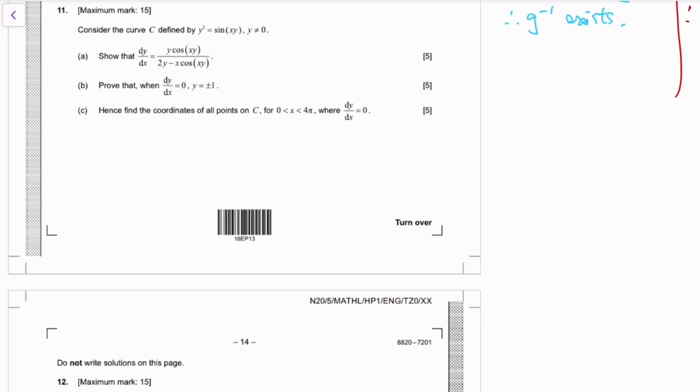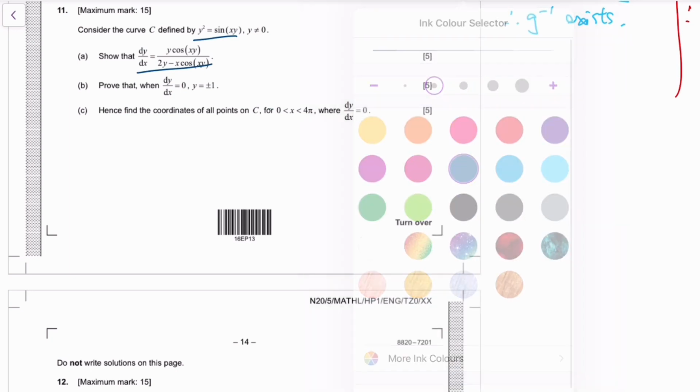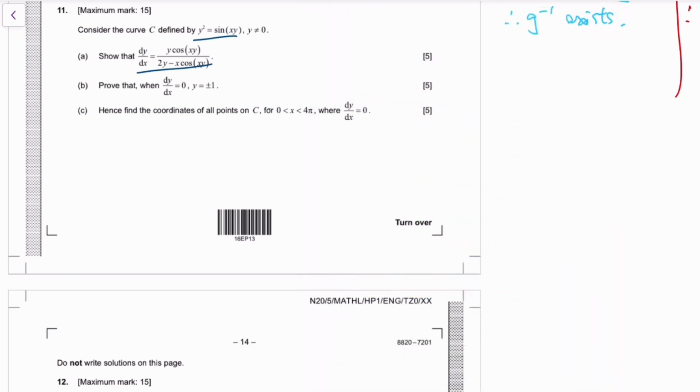A curve, find dy dx. So it looks like implicit differentiation. So we'll differentiate both sides with respect to x. If we differentiate y squared, we do chain rule, so it's 2y times differentiate the inside. The inside is y, so you differentiate y, you get dy dx.